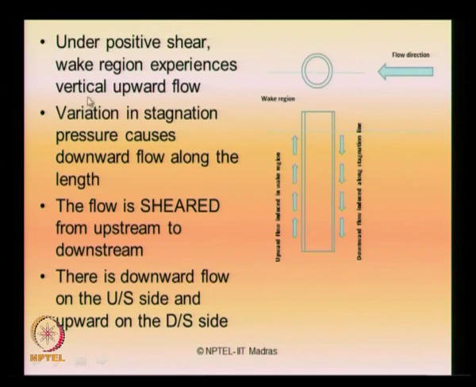The variation in stagnation pressure causes downward flow along the length of the cylinder. The flow is sheared from upstream to downstream, that is very important. The member or the structure will be subjected to what we call a shear failure. This is downward flow on the upstream side and upward flow on the downstream side. It is a very interesting phenomenon which happens in the wake region because of the flow direction in deep waters.